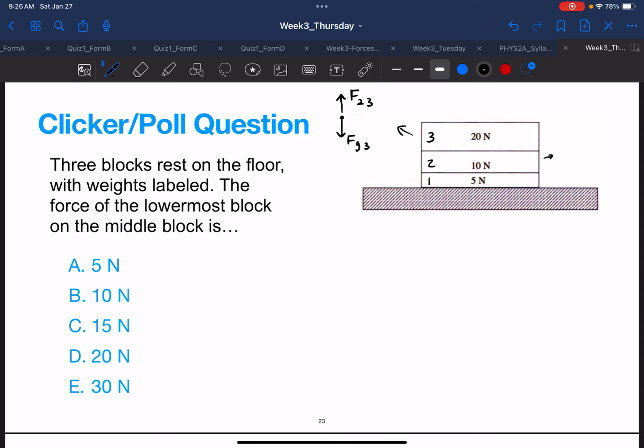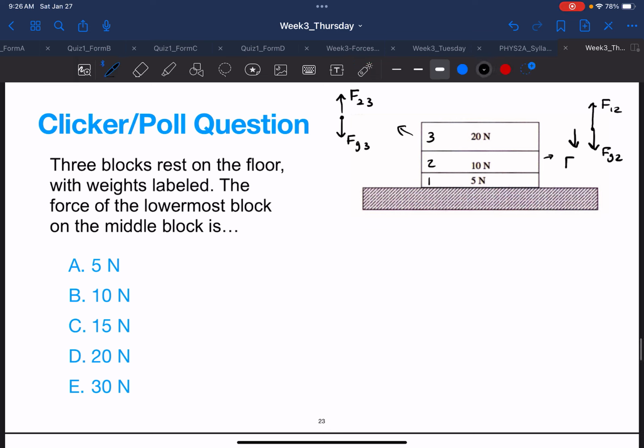Then the free body diagram for this block is basically force of gravity on the weight of 2 acting down. Then we have force of block 1 on 2 acting upward. But then we also have block 3 on top that's pushing down. So we basically have F3 on 2 pushing us downward.